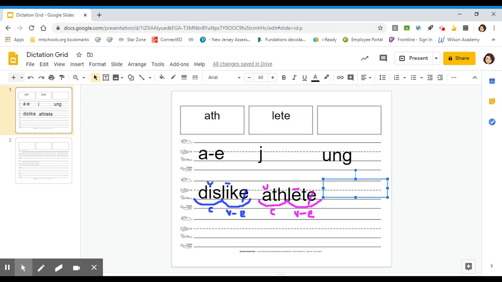Okay, the third word, be my echo. The word is inflate.